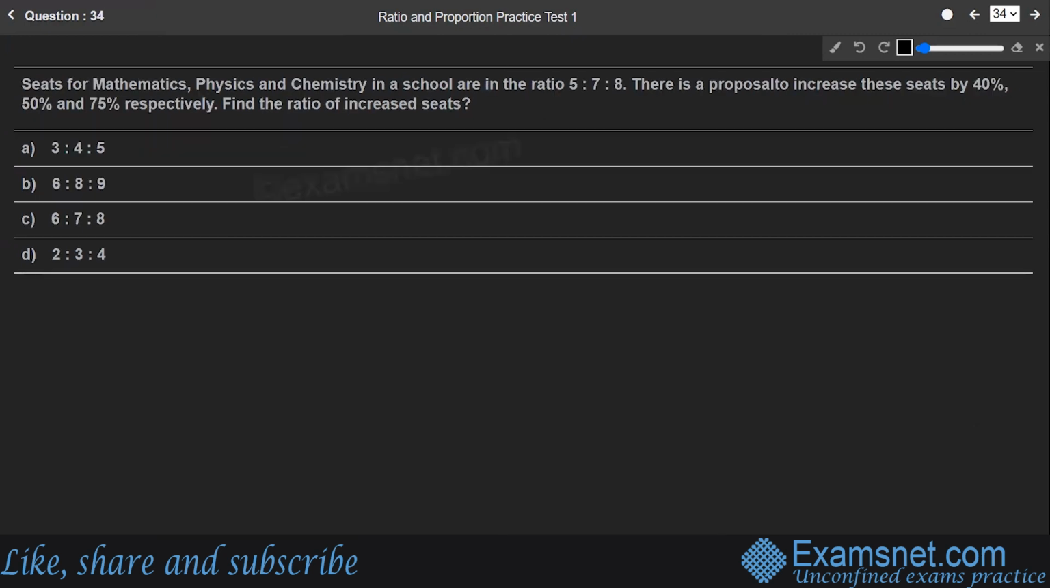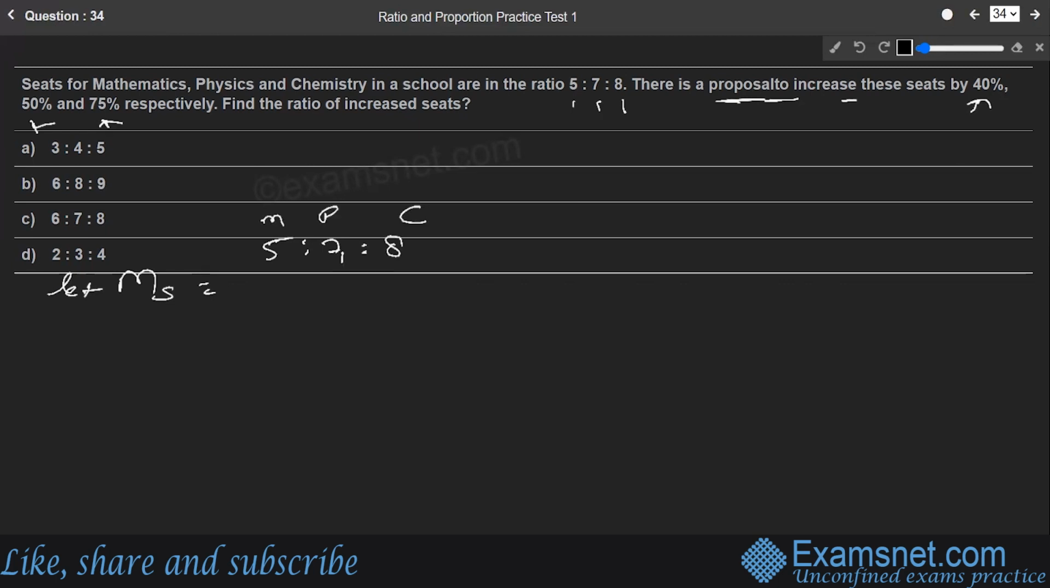Now, in the next question, they say seats for mathematics, physics, chemistry in a school are in the ratio 5 is to 7 is to 8. There is a proposal to increase these seats by 40%, 50%, and 75% respectively. Find the ratio of the increased seats. So let us make the seats first. Because the ratio given is 5 is to 7 is to 8, 5 belongs to math, then 7 to physics, then 8 to chemistry.